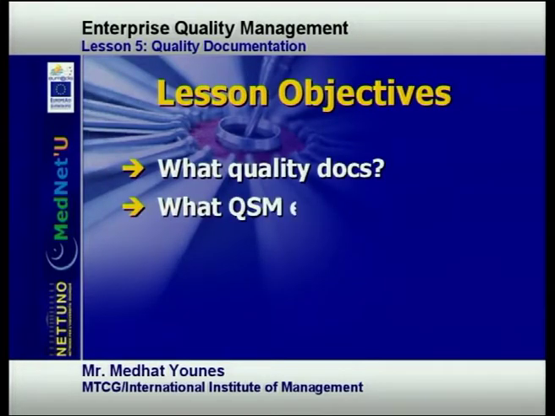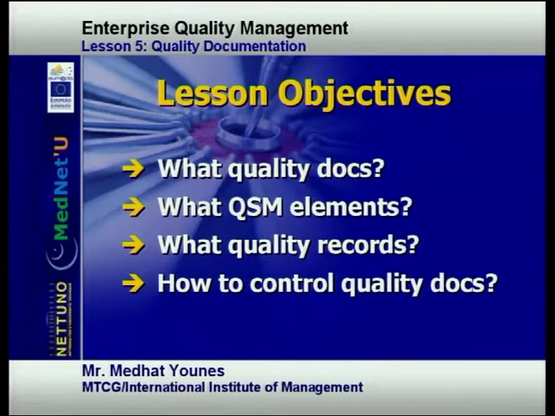Lesson objectives. We'll try to answer the following questions during the lesson. What are the needed quality documents? What are the elements of a quality system manual? What organization quality records are required to be maintained? How to control quality documentation.